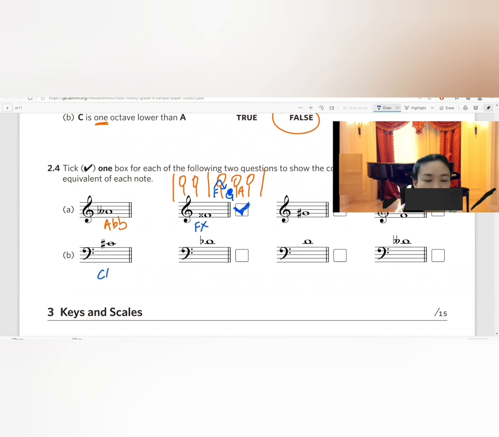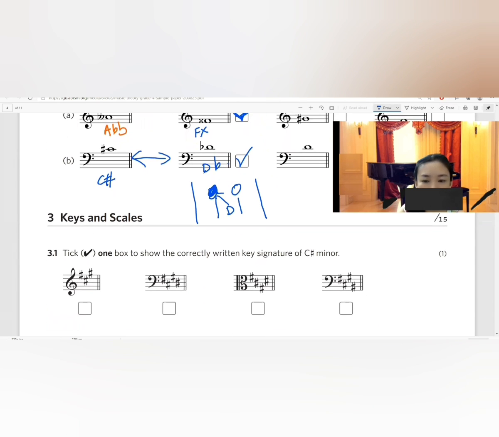Next one is C sharp, middle C. It has to be a middle C. So if this is middle C, C sharp is here, and the first one is D flat. So D is here, so D flat is here again. So it looks like these two are the same as each other. So this is the answer. Let's move on to the next question.